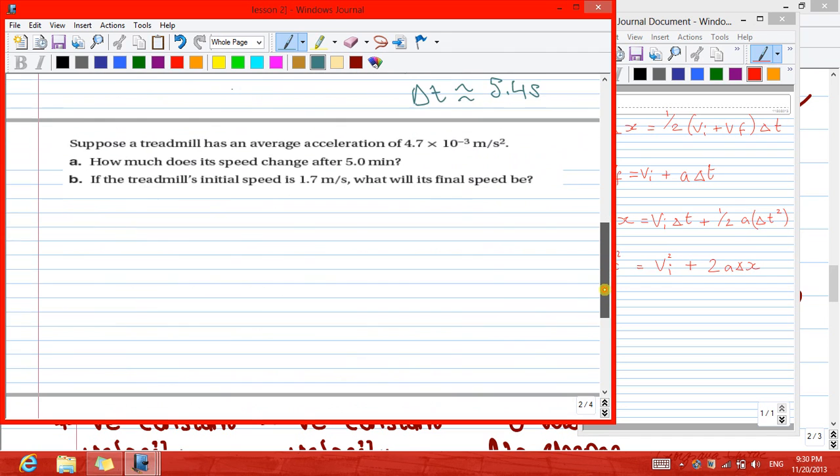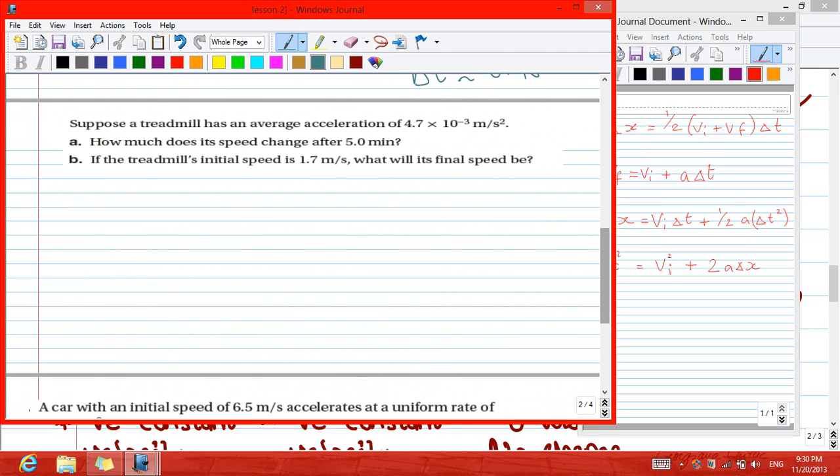And now, the second part is another question: suppose a treadmill has an average acceleration of 4.7 times 10 to the negative 3 meter per second squared. Part A of the question says, how much does its speed change after 5.0 minutes? And let's start solving part A first. So we have given that a equals 4.7 times 10 to the negative 3. And we have the time. And we have delta t equals 5 minutes.